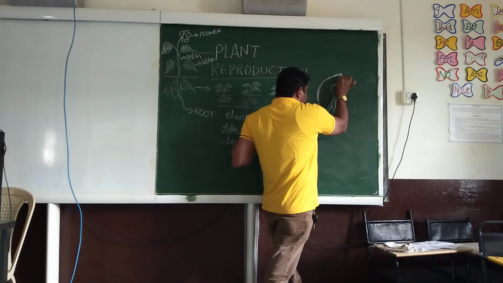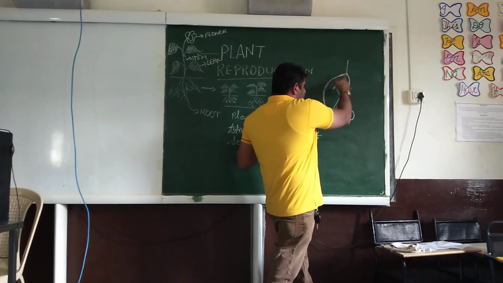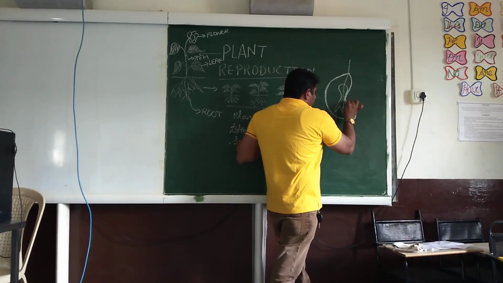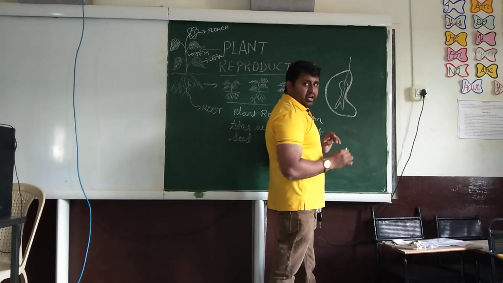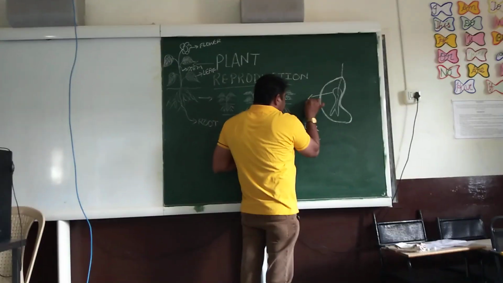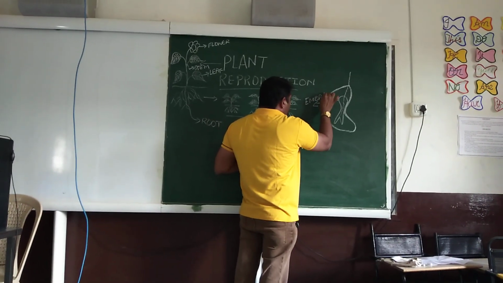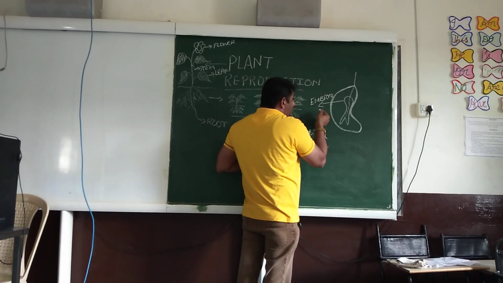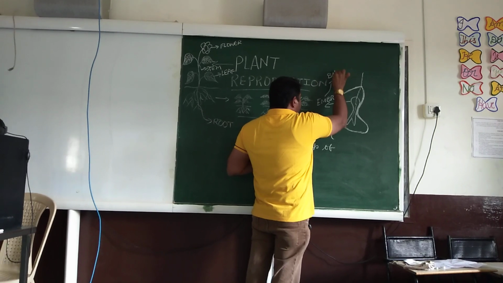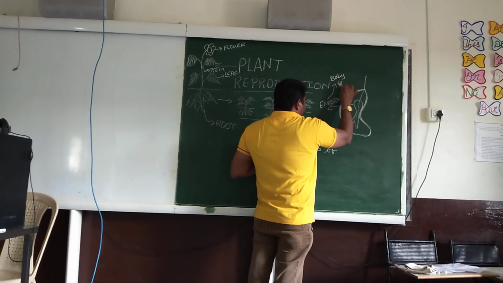Starts to germinate. Once again, I will repeat, here I draw a seed diagram. This is called the embryo, E-M-B-R-Y-O, embryo, and the embryo is also called the baby plant.